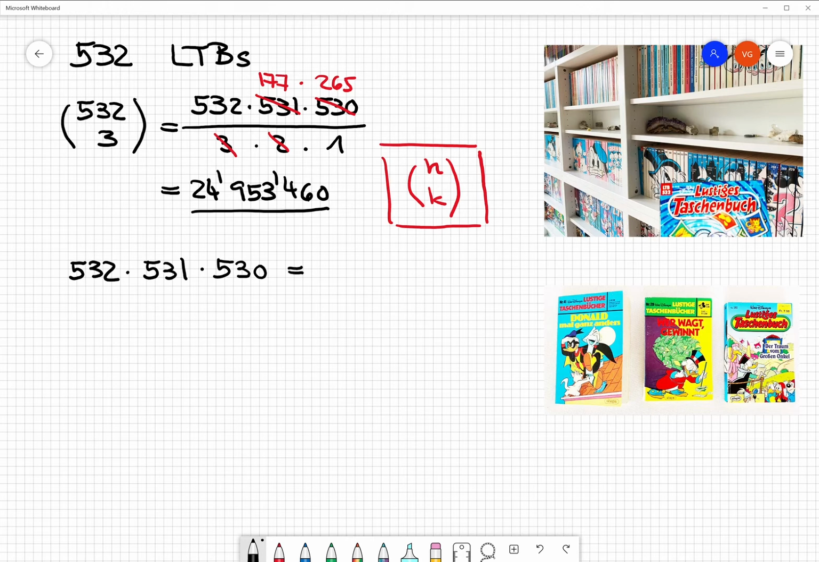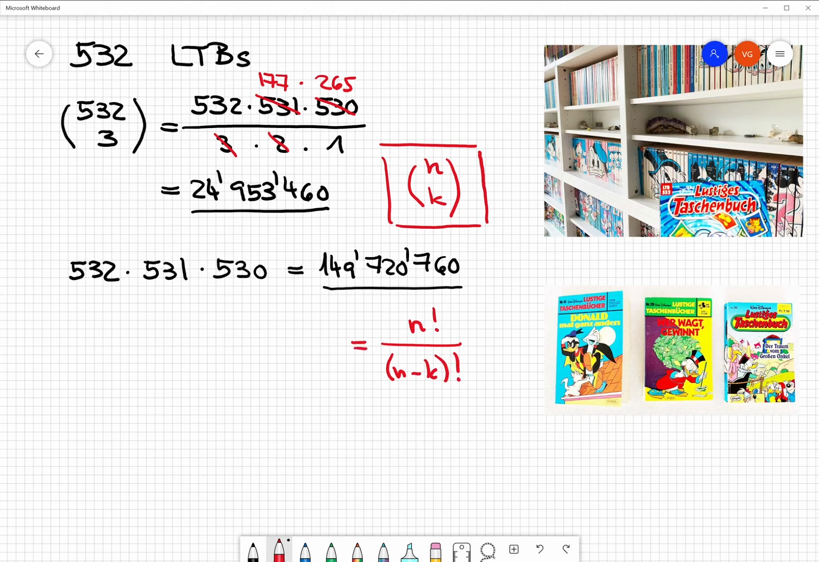I can type that in directly and I get 149,720,760. Okay, here it's again without replacement. It doesn't make sense to pick the same book twice or thrice, but order is relevant. The formula we had for this is n factorial over n minus k factorial. You could also write this as k factorial times n choose k. I boxed this formula because that's the one we had on the theory handout.